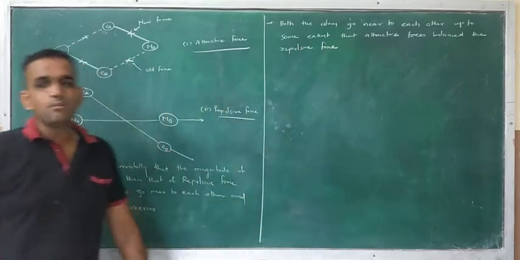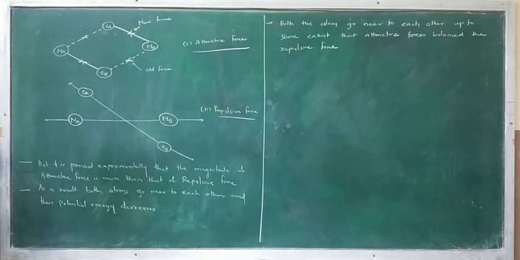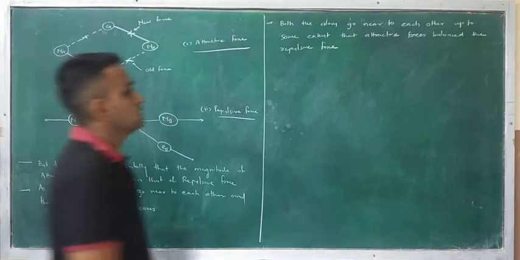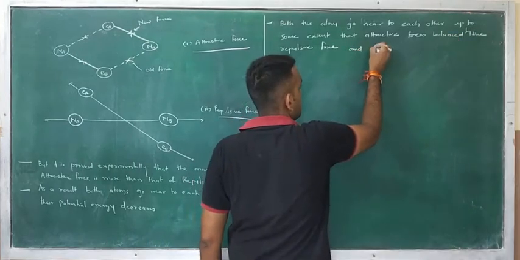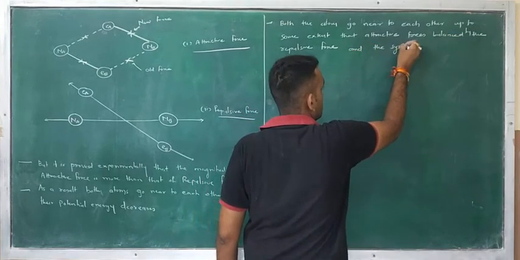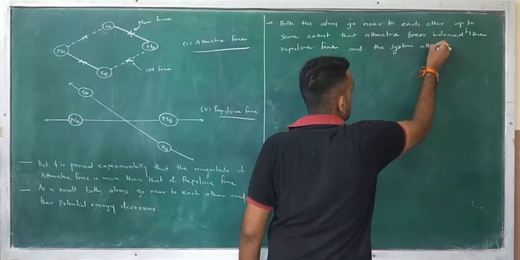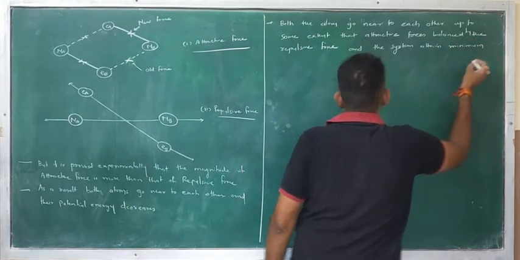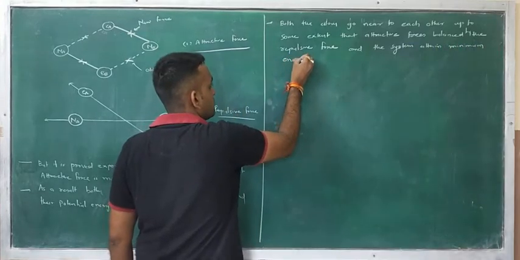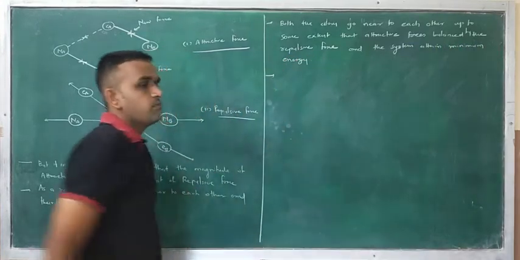Right, and thus the potential energy will become zero. Understand? And the system attains minimum energy. Right? Is it clear?